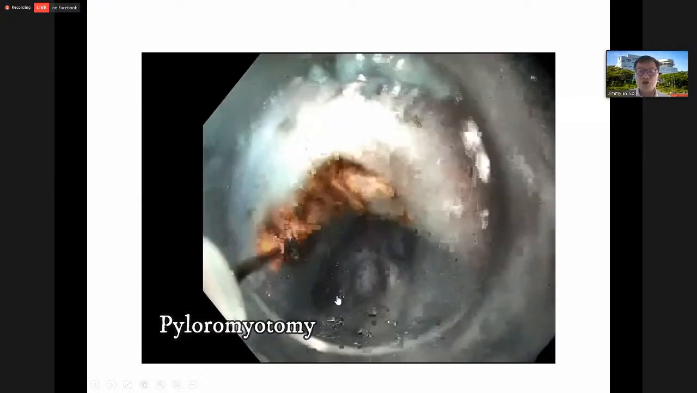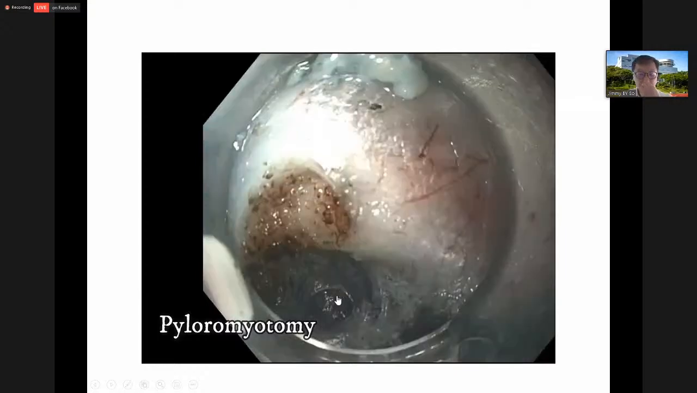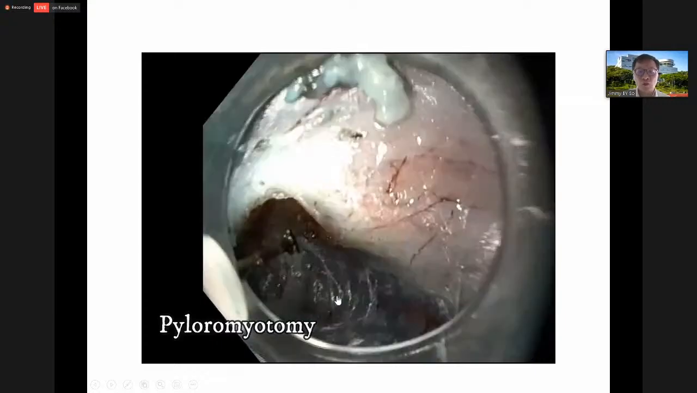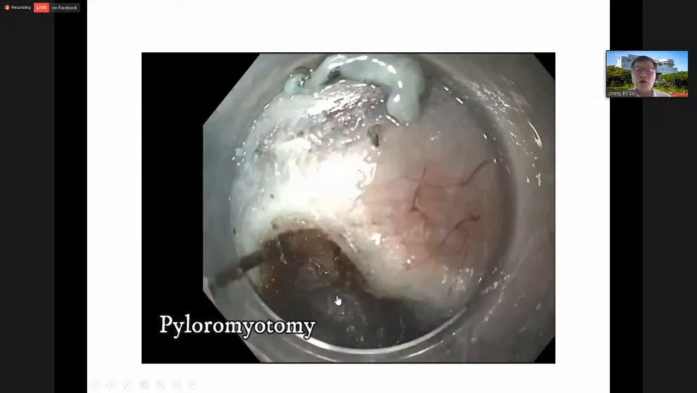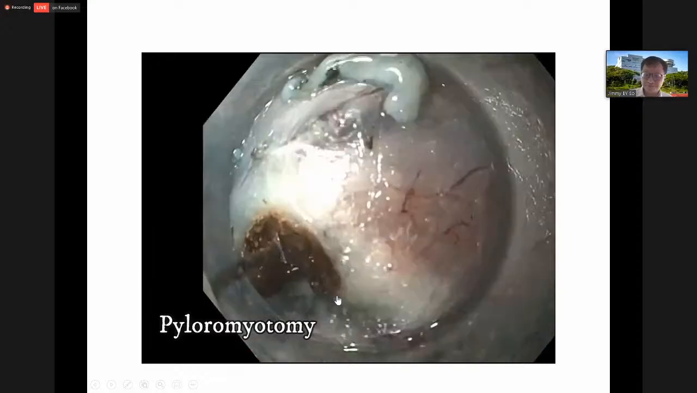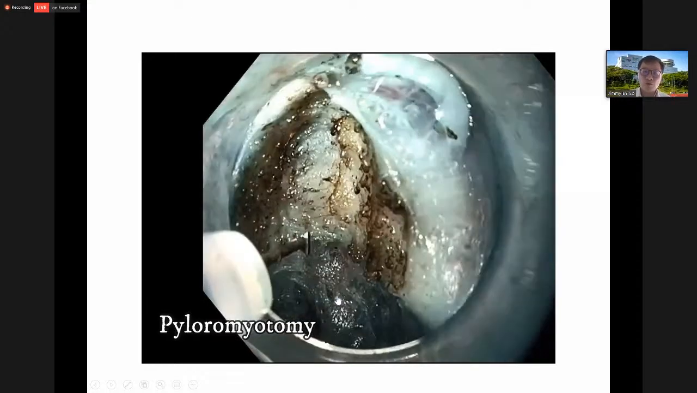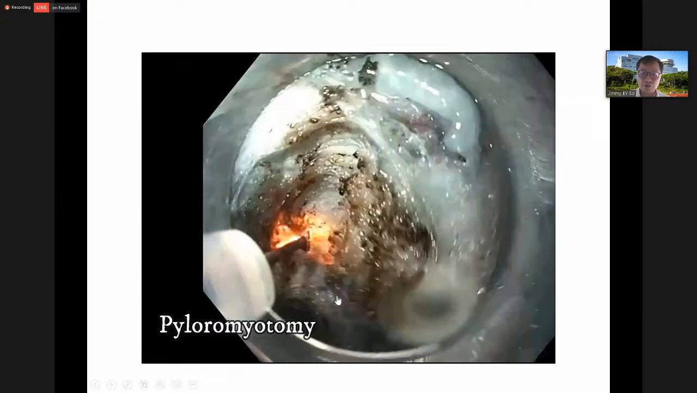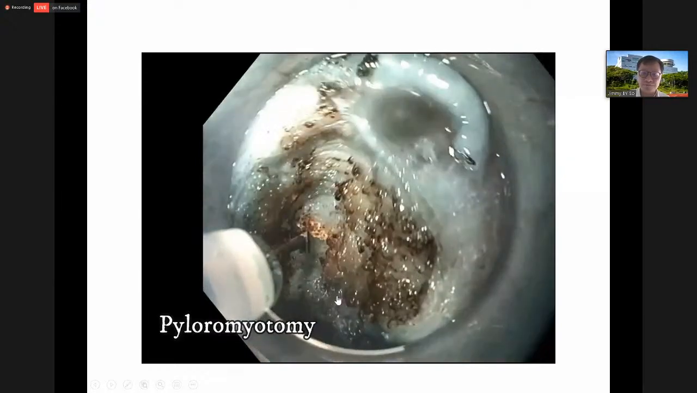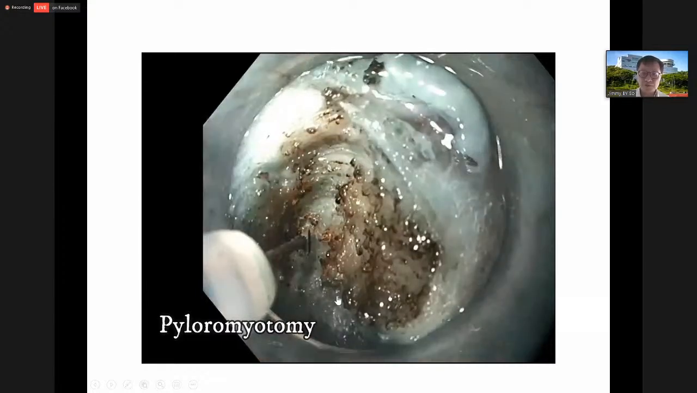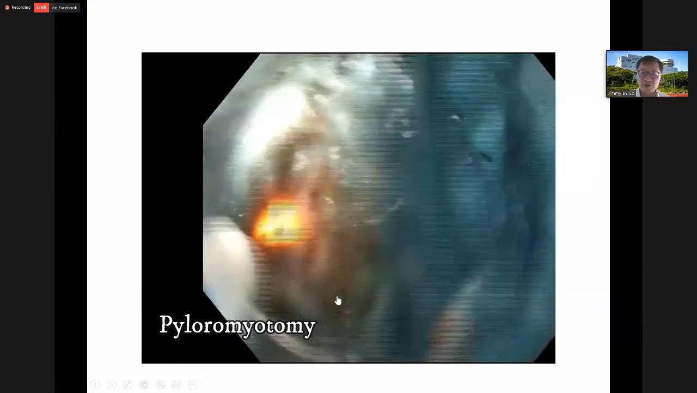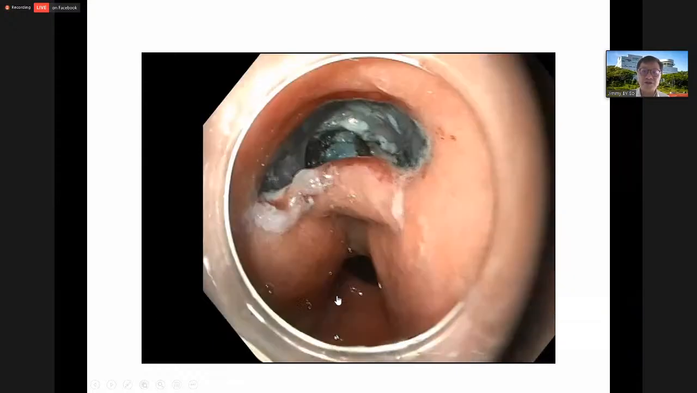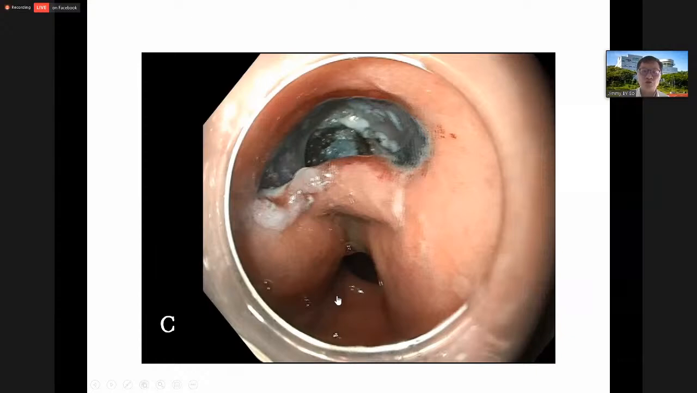This procedure has been getting popular in the last few years around the world, and the results are also very encouraging. Once we finish the myotomy, you can see this is the last layer of the pyloric muscle, and beyond that is the serosa. And this is the end of the myotomy. Then we close the defect in the usual fashion with endoscopic clips.